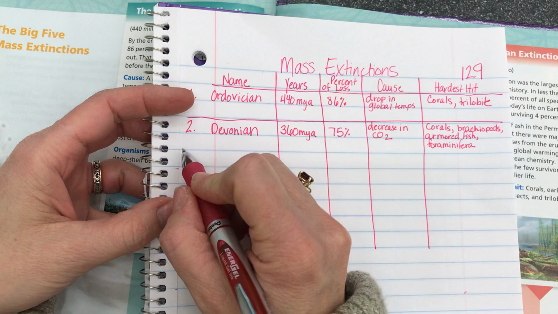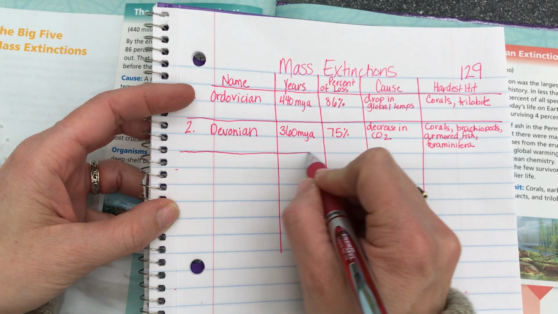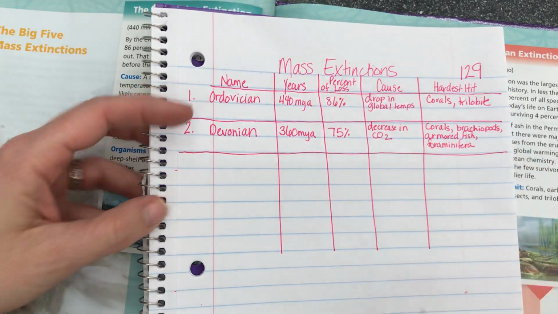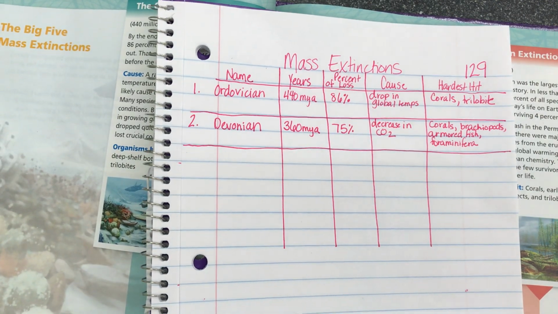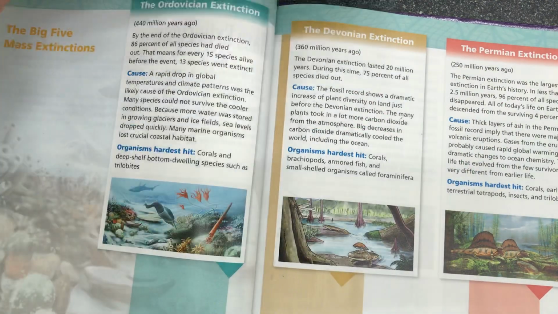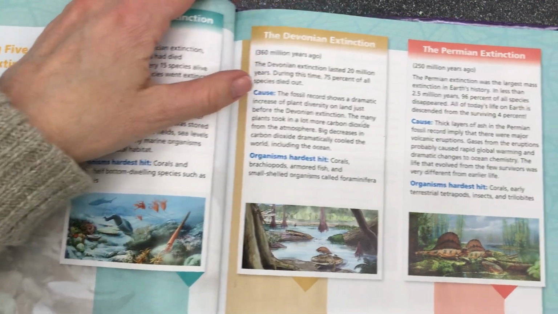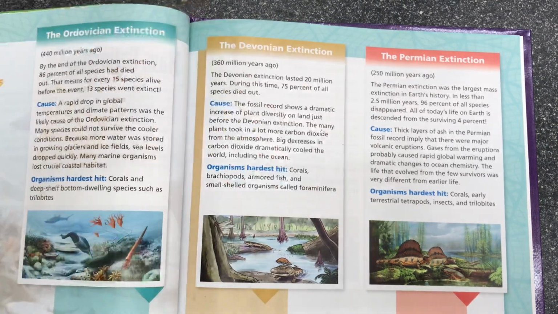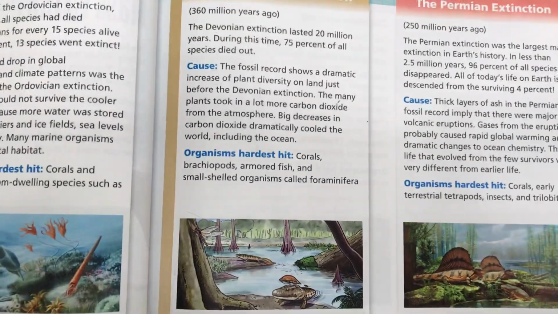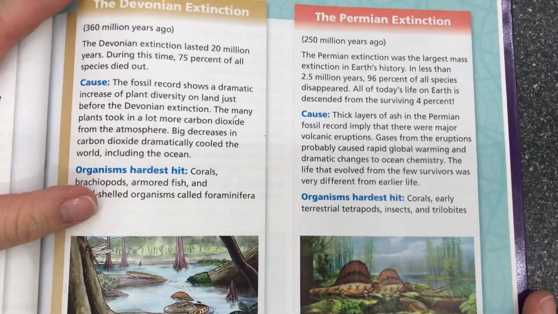I am actually going to ask you to continue filling this out, and then I will show you a completed one at the end of our video. Okay, the next one is the Permian Extinction. So you're going to write down for the name Permian Extinction, and I'll go ahead and zoom in a little bit so it's a little easier to see here.